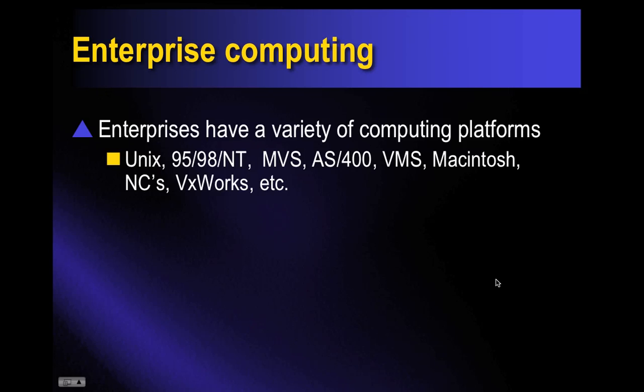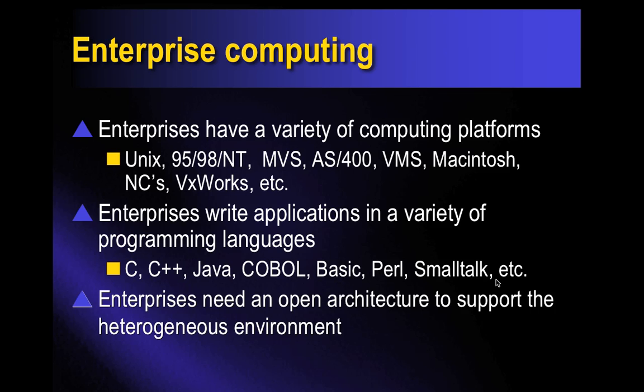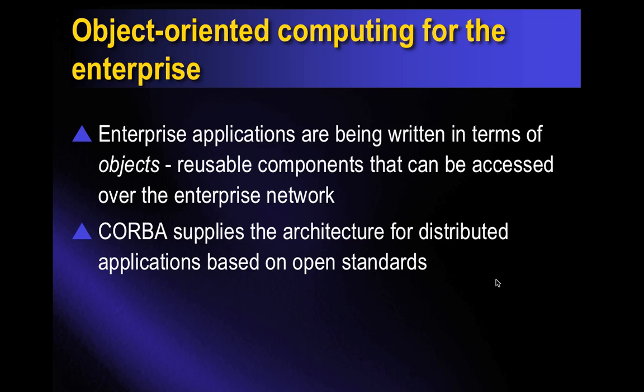So in terms of enterprise computing, we have a variety of different computing platforms. We have a variety of different application programming environments. We have C++, C, Java, COBOL, which is still around a little bit. Not so much, but a lot of companies, older companies, banks are still using it. Basic, Perl, Smalltalk. Enterprise needs open architecture to support the heterogeneous environment. So we have a lot of different applications that are going through the middleware, that are going through the data that's at the end. In terms of the object-oriented computing environment, we're looking at Java as the language.